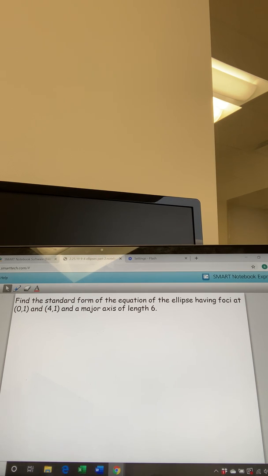We know a couple of different things. They tell us that we have focus points at (0, 1) and (4, 1). So what I'm going to do is just roughly sketch that out, because remember, I'm a visual person. I kind of have to see it. Okay. So at (0, 1), I'm going to place a point. 1, 2, 3, 4. Okay. (0, 1), label that with an F. And then (4, 1), label that with an F.